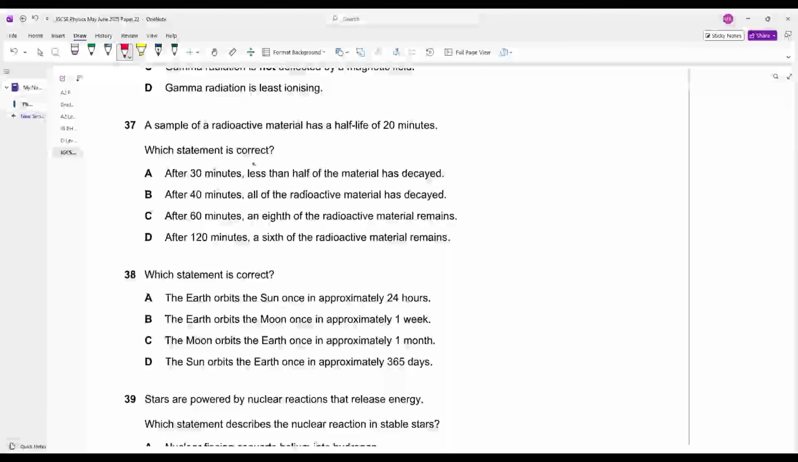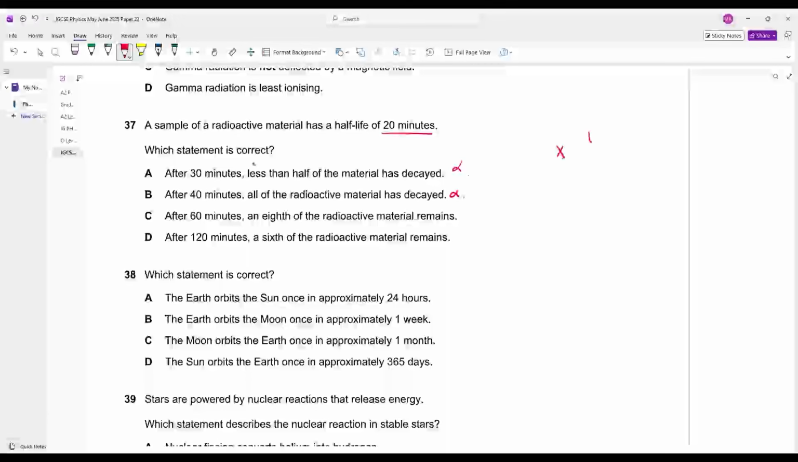A sample of a radioactive material has a half-life of 20 minutes. Which statement is correct? After 30 minutes, less than half of the material has decayed? No. After 40 minutes? No. After 60 minutes, an eighth of the radioactive material remains. Let's try it.